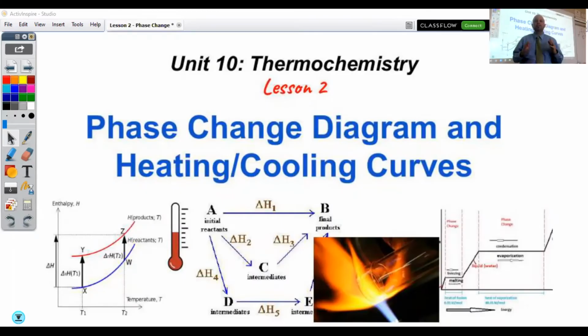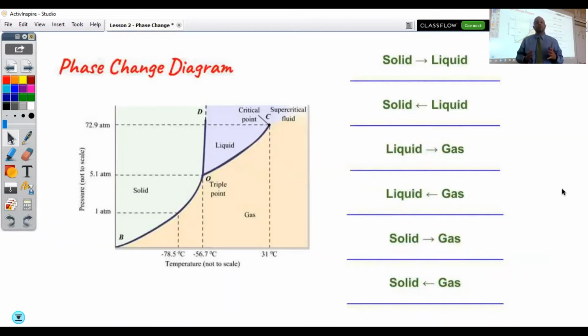Hello, everyone. Today, we're going to work on our second lesson in Unit 10 on thermochemistry. This one is going to deal with phase diagrams and heating and cooling curves. So if you look behind me, this is an example of a phase diagram.